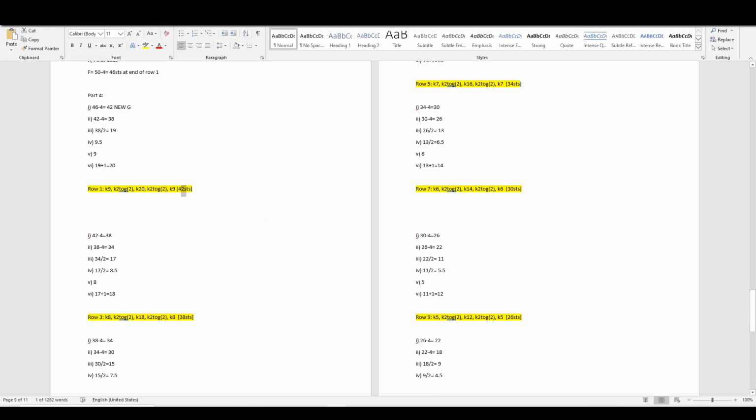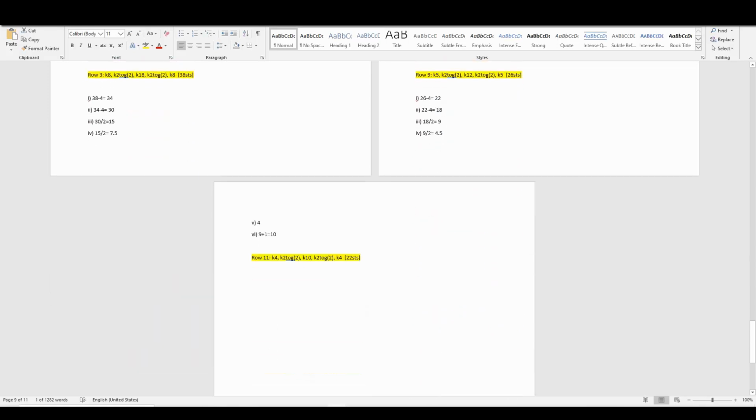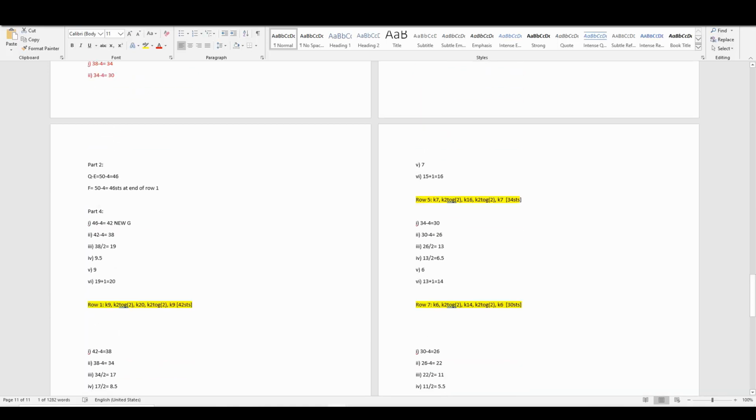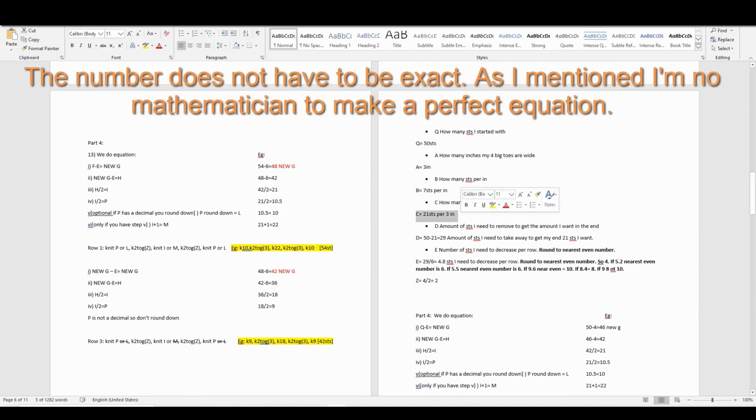And if you keep going all the way down, row 1, row 3, row 5, row 7, row 9, and row 11, you'll end up getting 22. So 22 is a lot closer to the 21 that we wanted at the beginning for variable C. So you can do it that way if you find that the first way that we did it doesn't get you close enough. Do it the second way and it'll get you hopefully a lot closer to the number that you require.